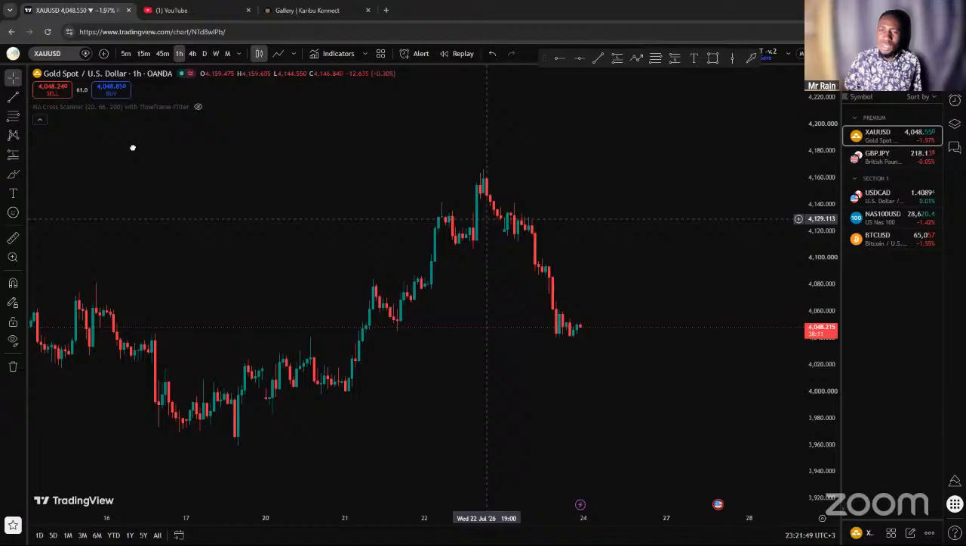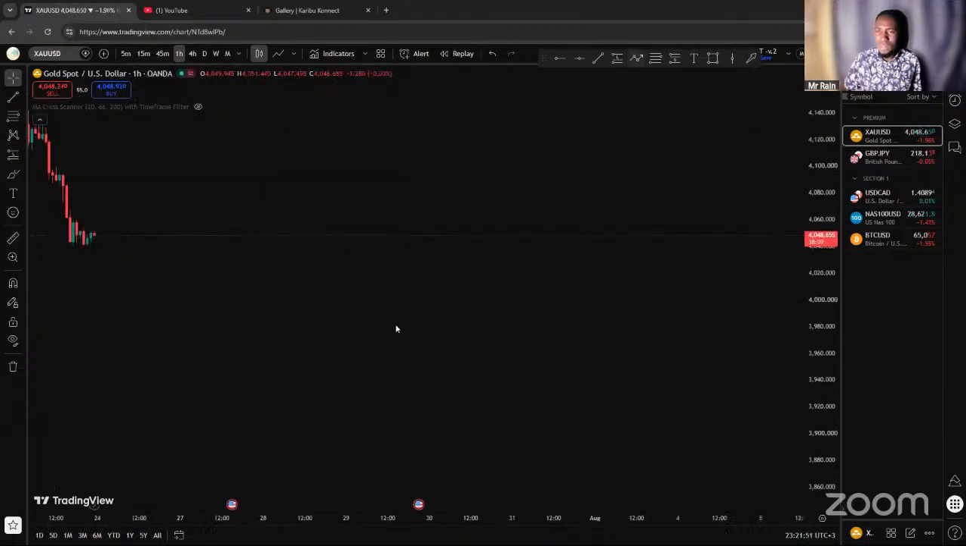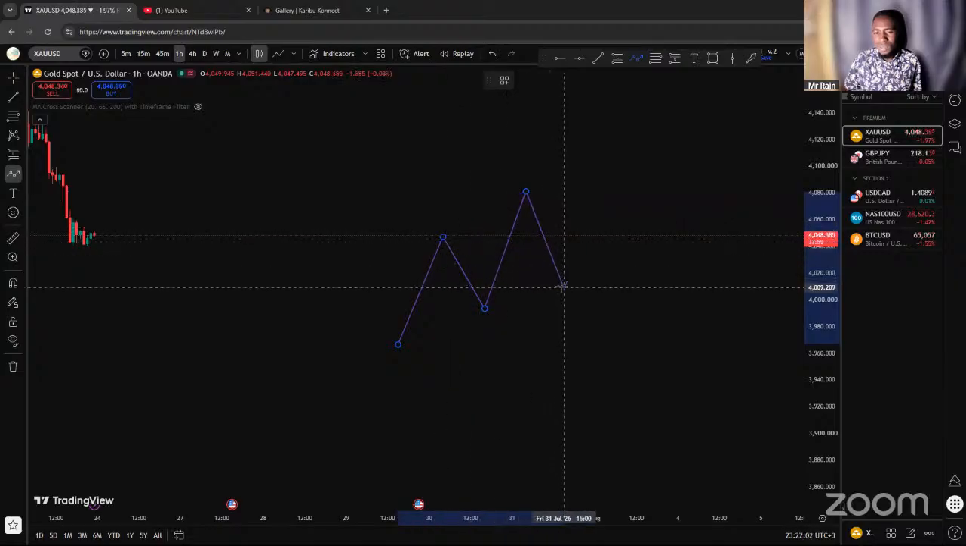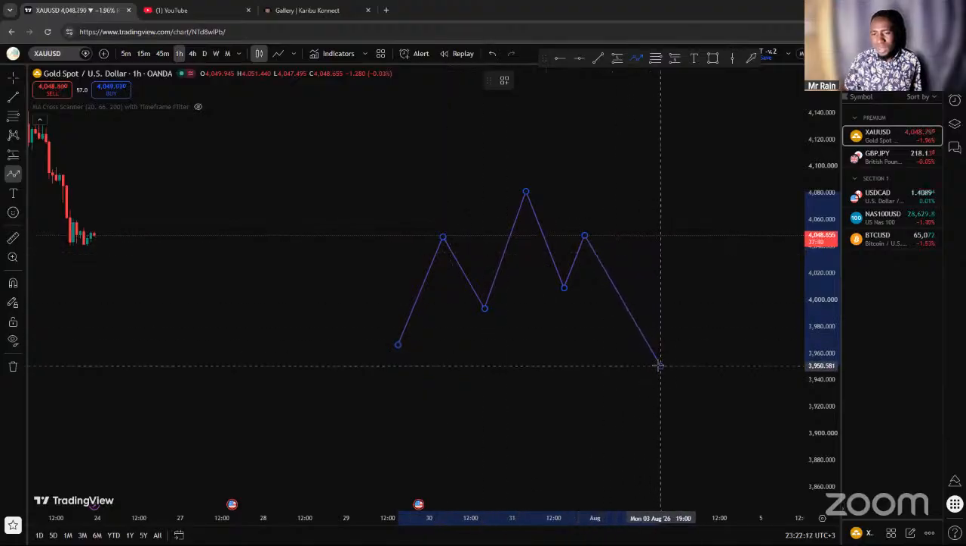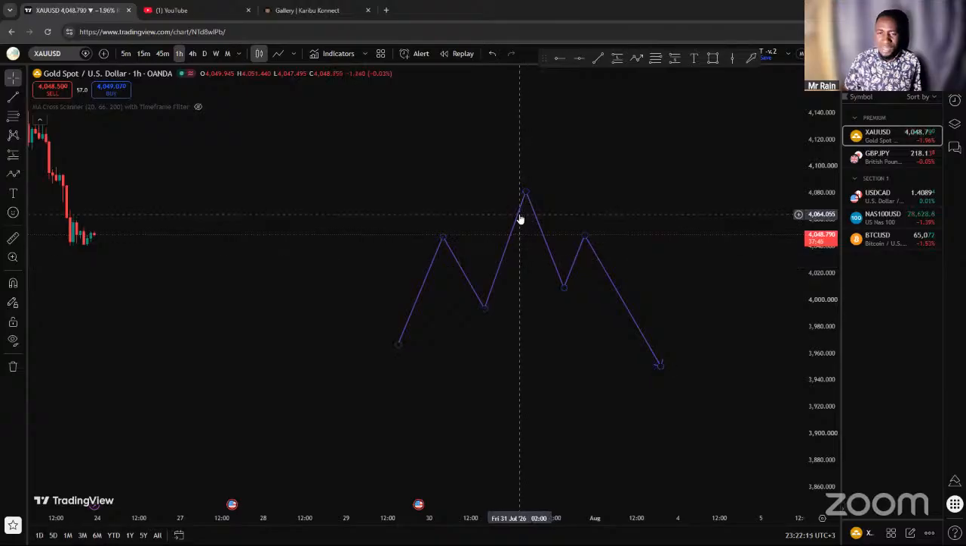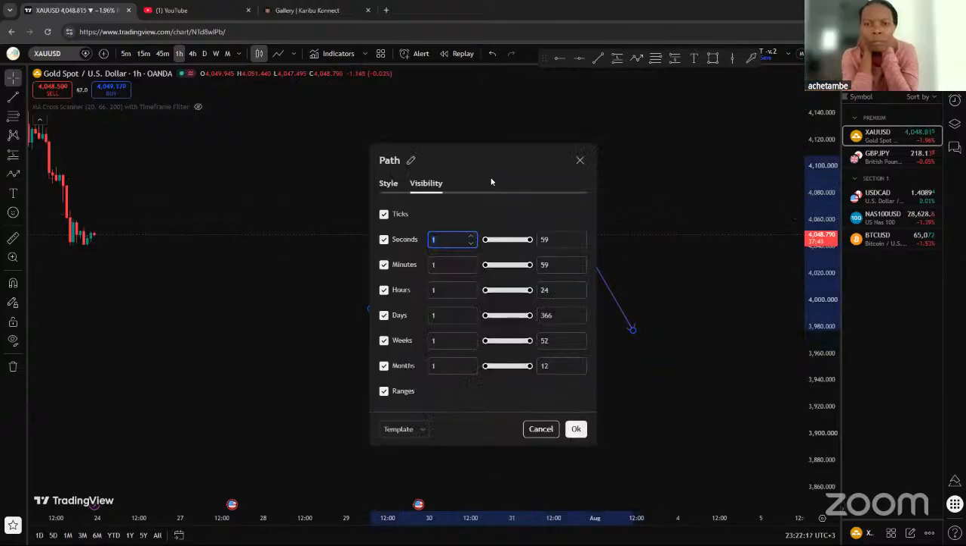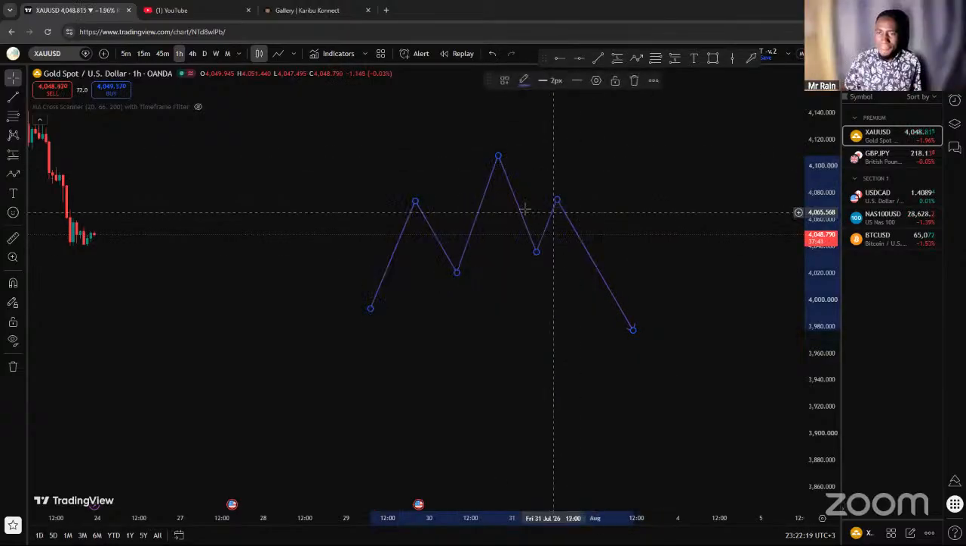So most of the time we'll find something like this. From here, then it comes down to here. Then now it goes up, it breaks this structure, then it comes down. And again it shows it is going up, then it forms an equal high around this place, and then it makes something like this. This is what we call a head and shoulder pattern.